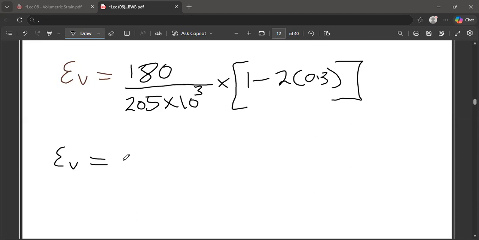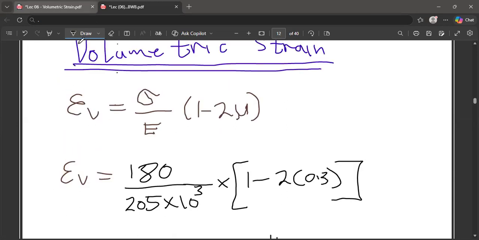all multiplying brackets open, 1 minus 2, open bracket 0.3, close the bracket. You're actually going to get 3.5122 times 10 exponent negative 4, to four decimal places. It has no unit.